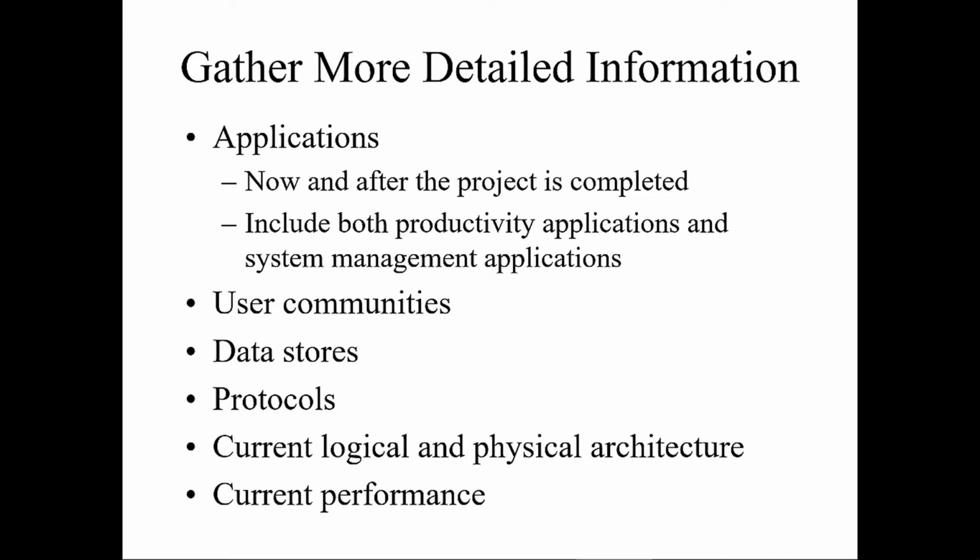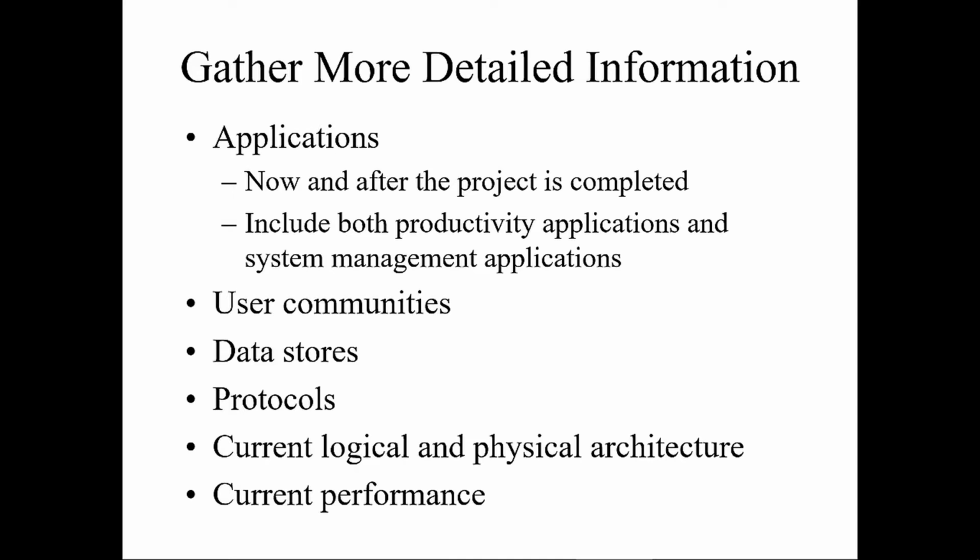Gather more detailed information as required. Things like user communities, data stores, the protocols, the current architecture and performance, that should all be discussed. You should be looking at other business needs like applications. One of the first things within the research should be applications and how they're going to be impacted. Things like user communities and data stores are all really important things that you are going to have to know.